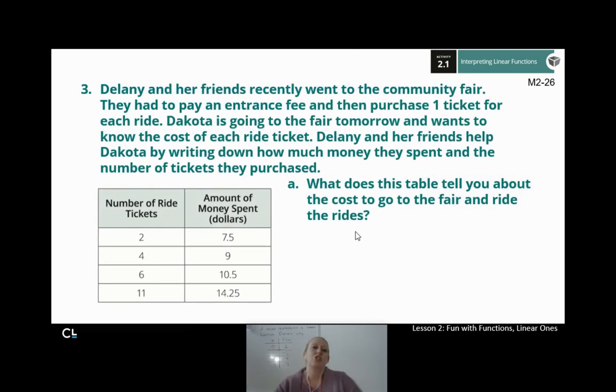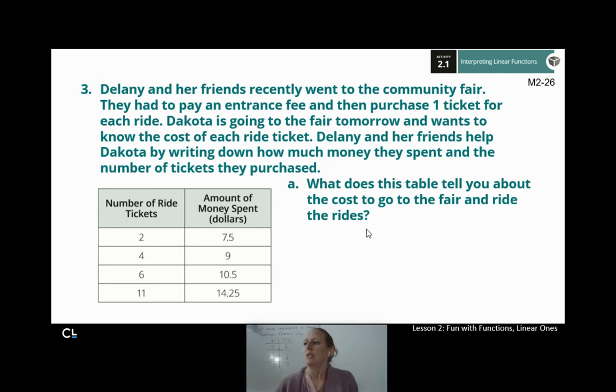Let's talk about another situation. Delany and her friends recently went to the community fair. They had to pay an entrance fee and then purchase 1 ticket for each ride. So they had to pay to get in and then pay a ticket per ride. They had to buy tickets. Dakota is going to the fair tomorrow and wants to know the cost of each ride ticket. But Delany and her friends didn't keep very good track of things.